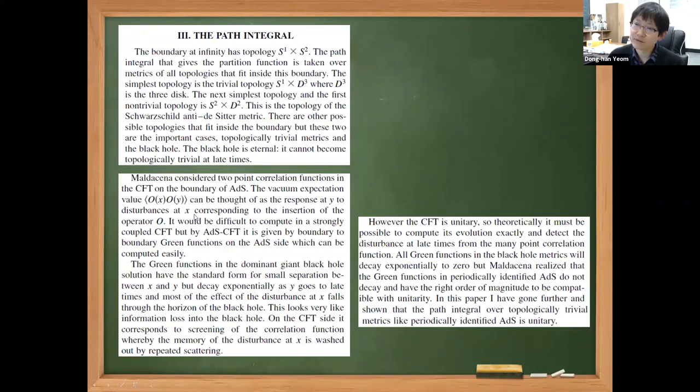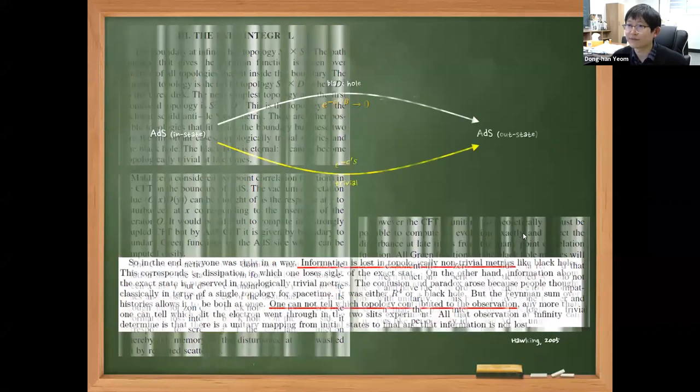And according to Maldacena's paper in the AdS/CFT context, correlation functions must decay to zero for this black hole geometry with non-trivial topology. But correlation still survives in the trivial topology. So in this sense, if you sum over all the geometries, then the path integral over topologically trivial metrics, like periodically identified AdS Minkowski, is unitary. So it's something like this.